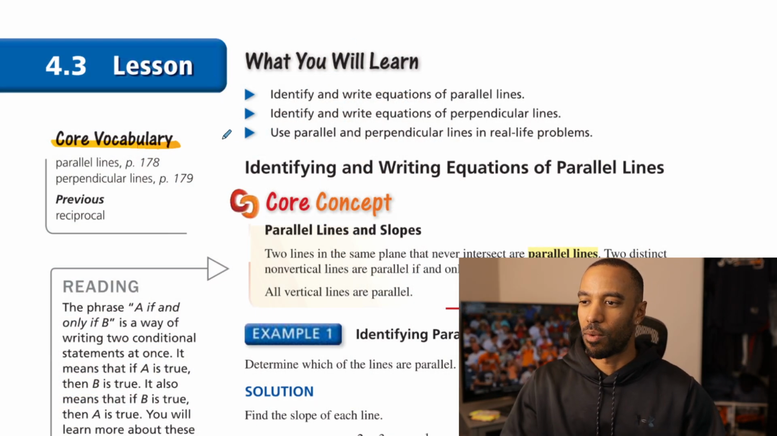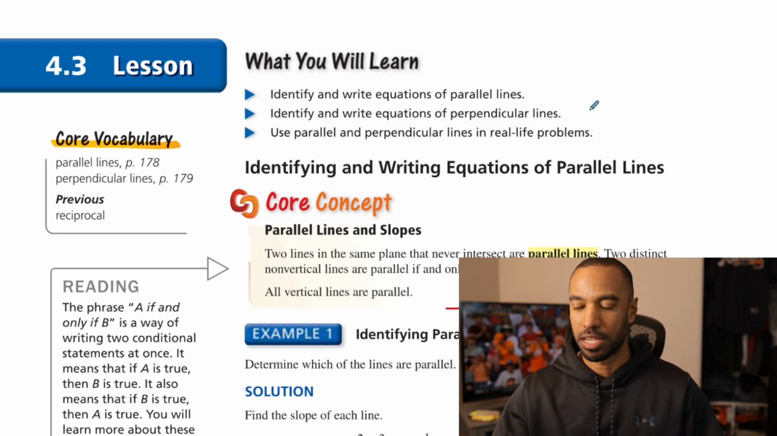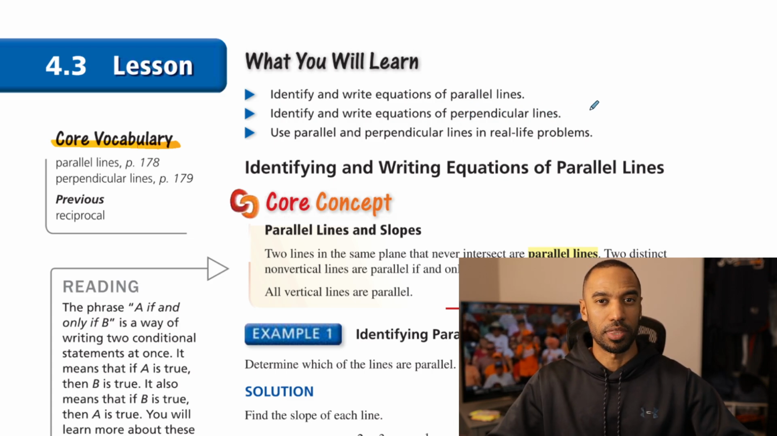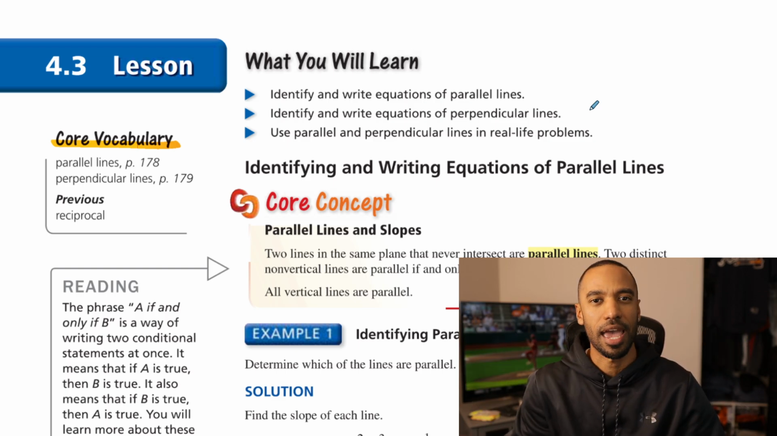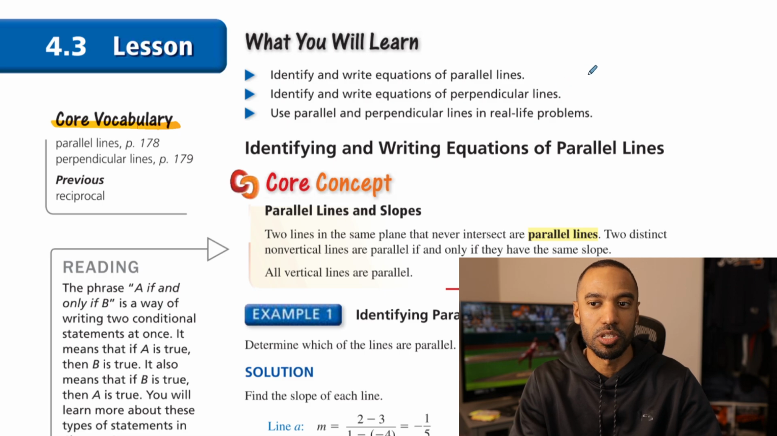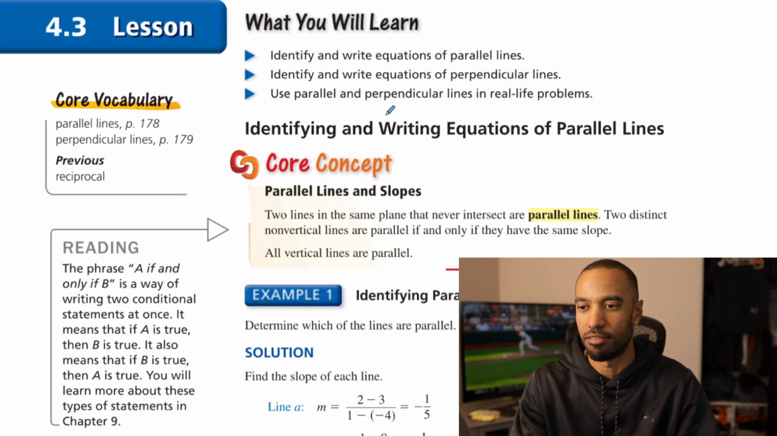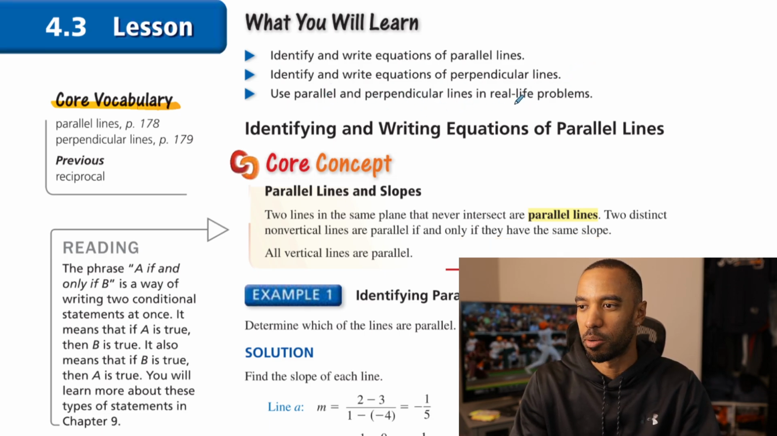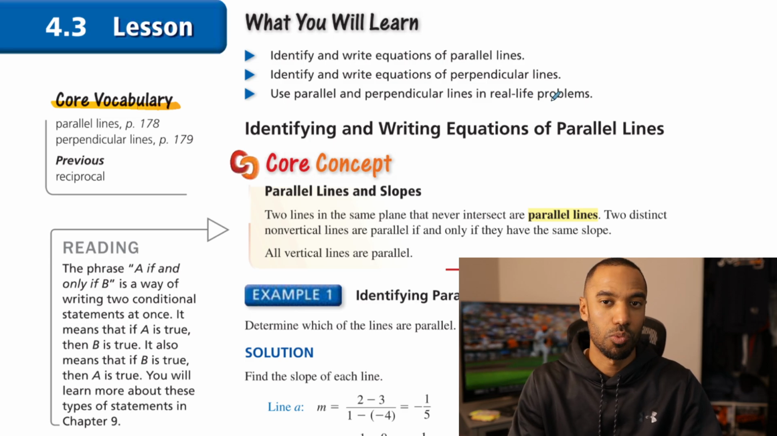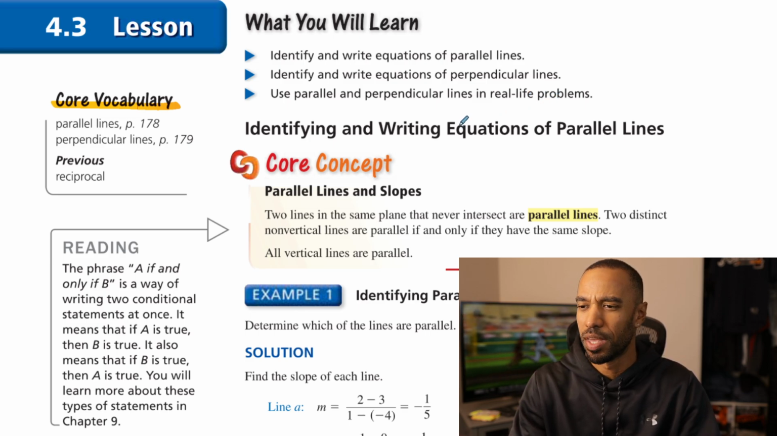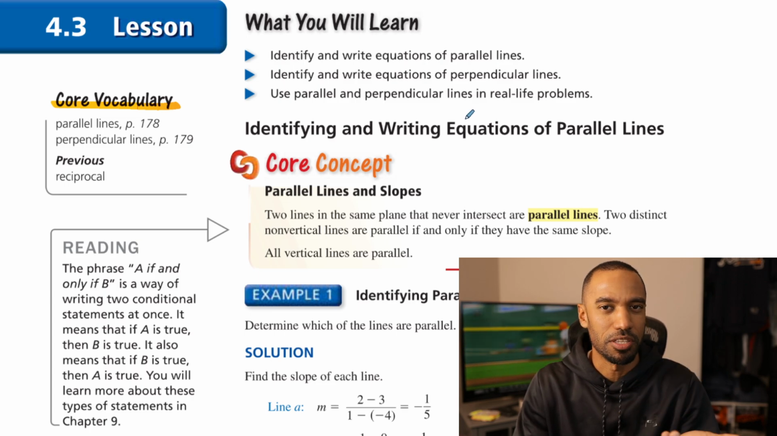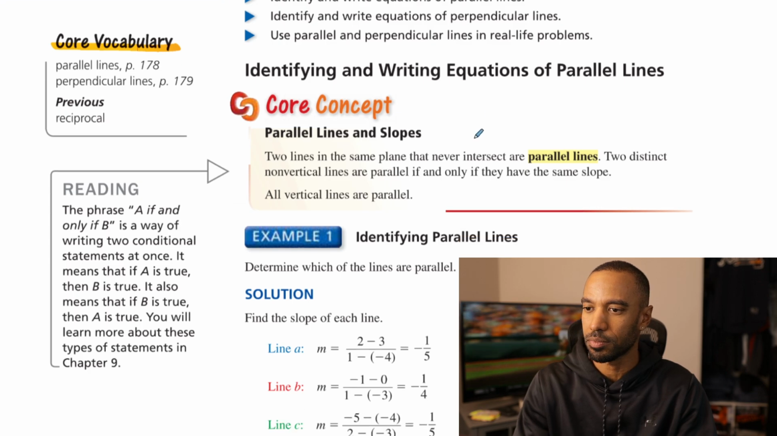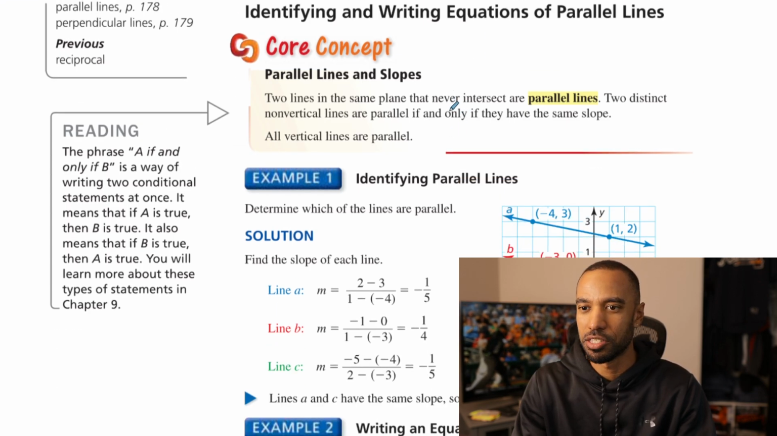We're going to identify and write equations of parallel lines and perpendicular lines. Obviously, different kinds of lines, so we have to know what they mean. Parallel, never intersecting. Perpendicular, intersecting at 90 degrees. Knowing their slopes, or well, slope-intercept form, but knowing their slopes is the biggest portion of that to begin with. And use parallel and perpendicular lines in real-life problems. We'll see to what extent they need to do those. I don't know how often I've done perpendicular lines in real-life problems, so I'm interested to see what they talk about.